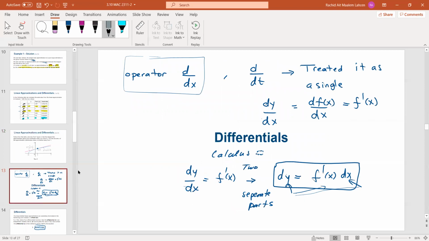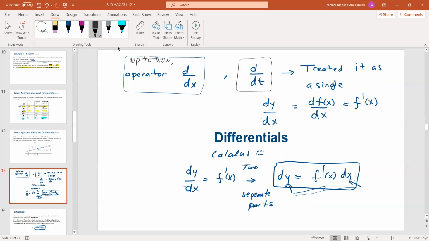Differentials are also interesting, and up to now, we dealt with the operator or differential operator, which is differentiate a function with respect to, for example, x, or differentiate a function with respect to time. But we treated it as a single thing. We did not split it or anything like that. So we say dy dx is the same as differentiate f(x) with respect to x, which is the same as f prime.